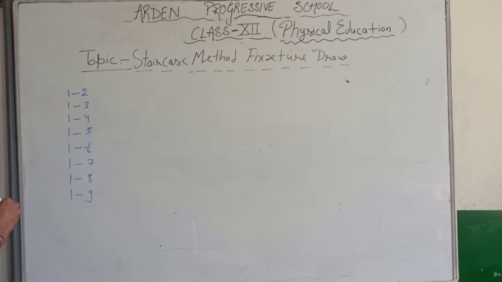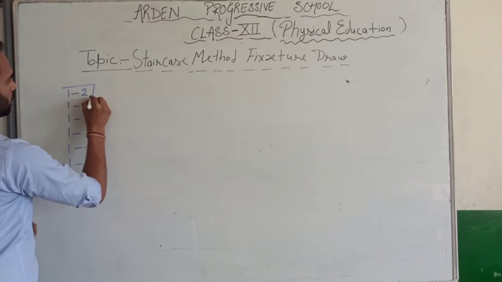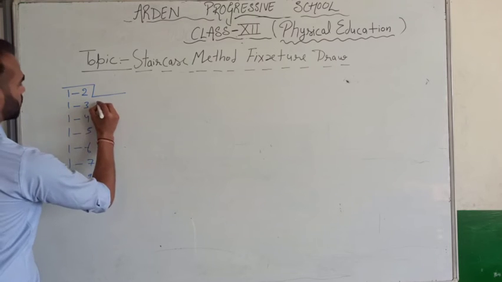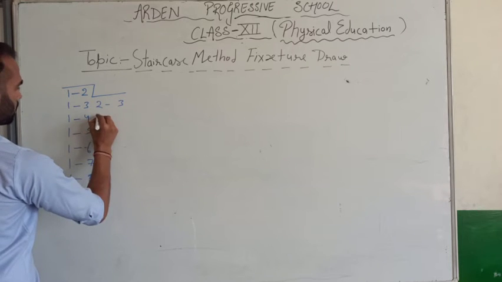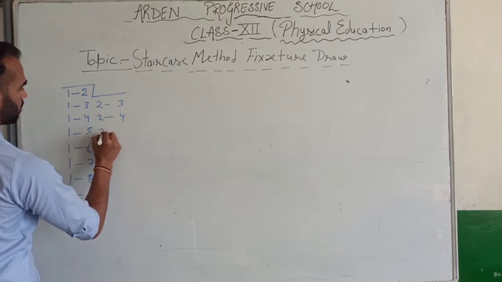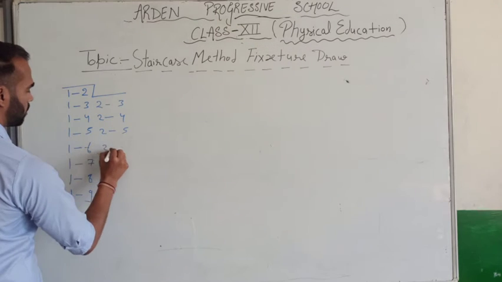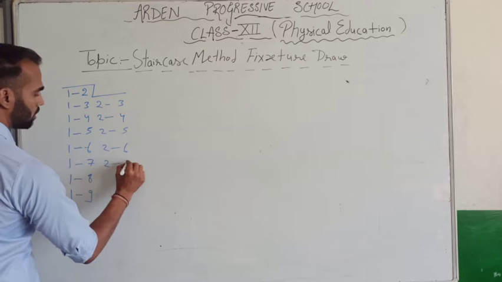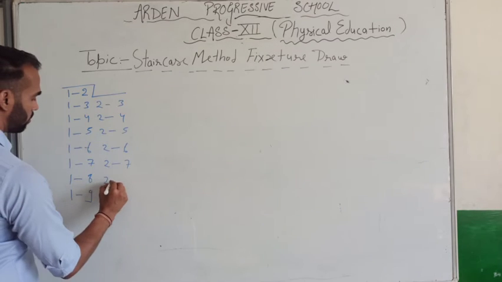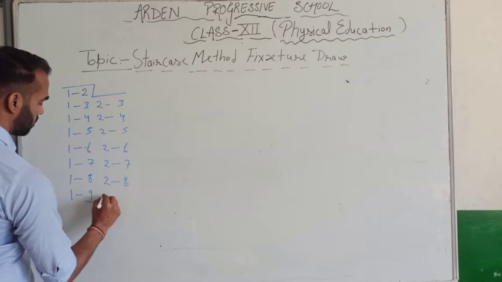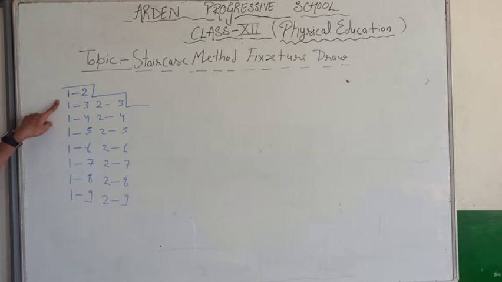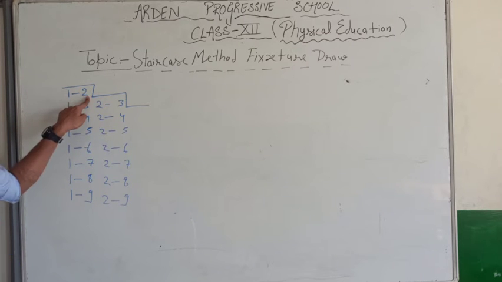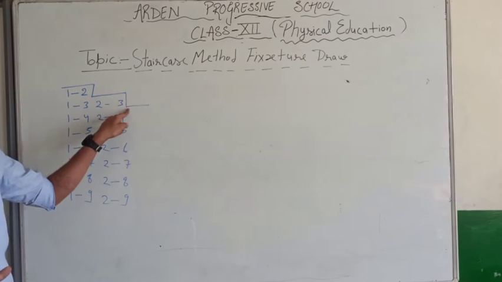Then second round, we write number 2 number 3, number 2 number 4, number 2 number 5, number 2 number 6, number 2 number 7, number 2 number 8 and number 2 number 9. In the first round, number 1 and number 2 played their match, that's why here the match of number 2 and number 3 is the first match.